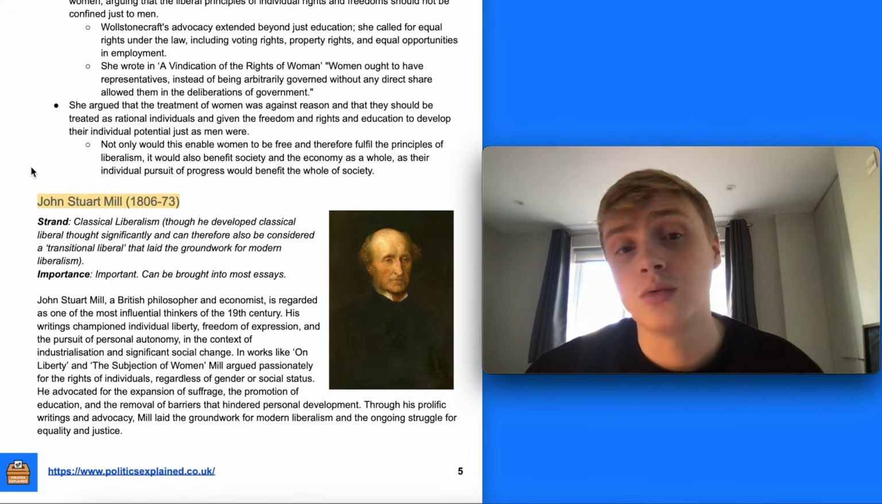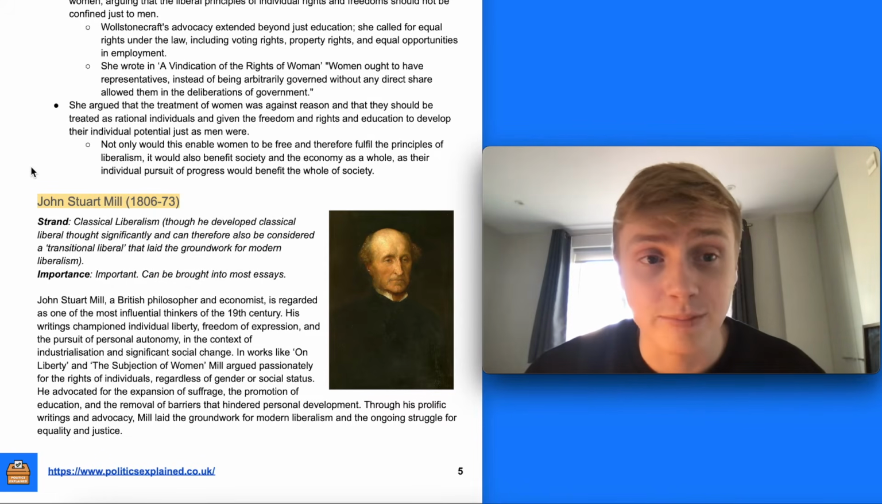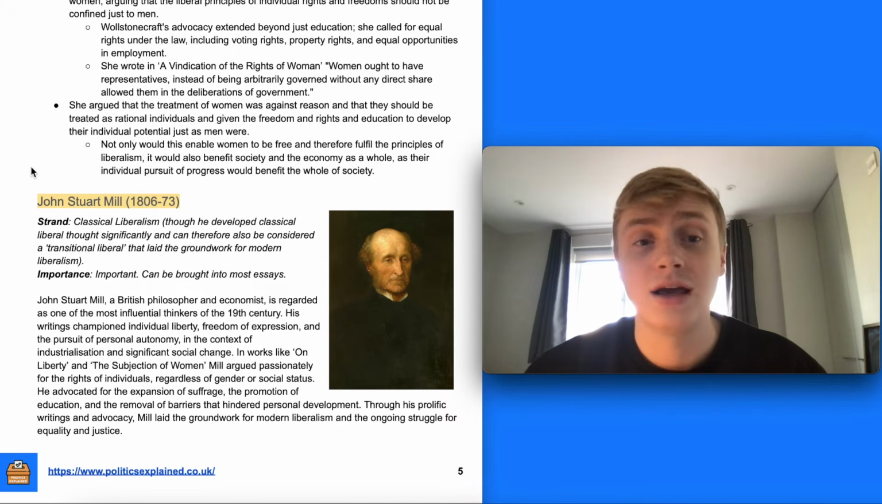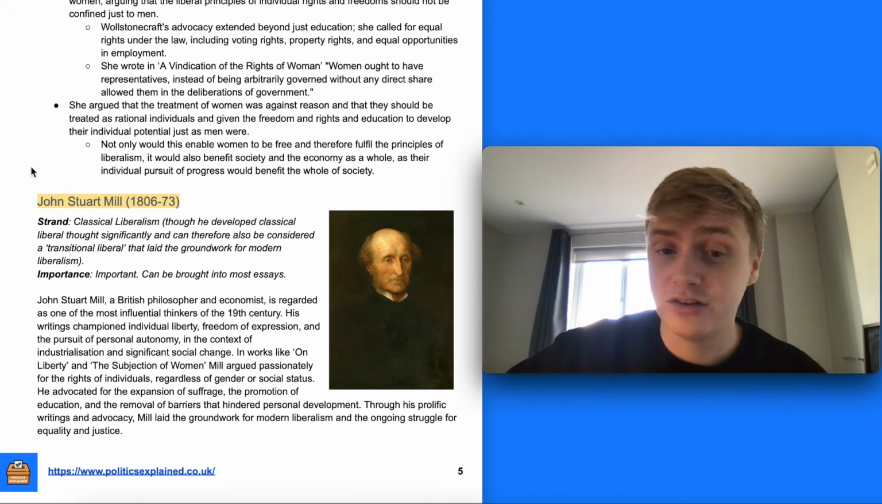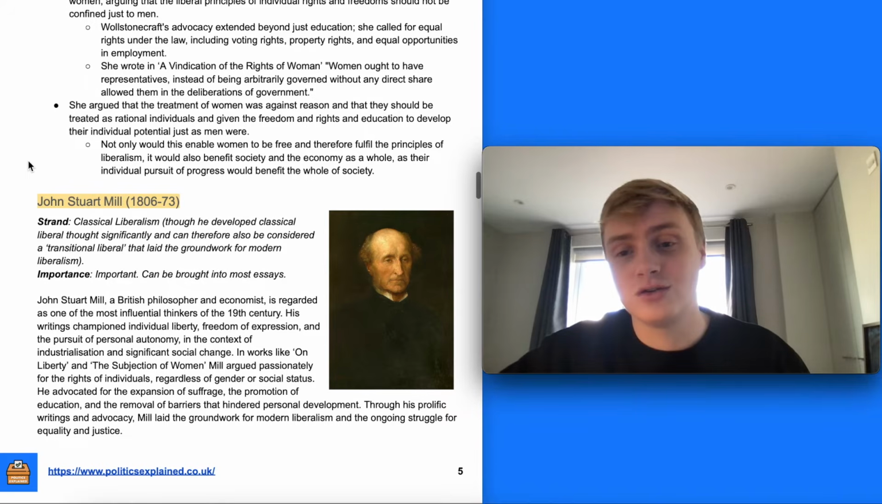Not only would this enable women to be free and therefore fulfill the principles of liberalism, it would also benefit society and the economy as a whole, as their individual pursuit of progress would benefit the whole of society. So linking into that kind of idea of egoistical individualism.